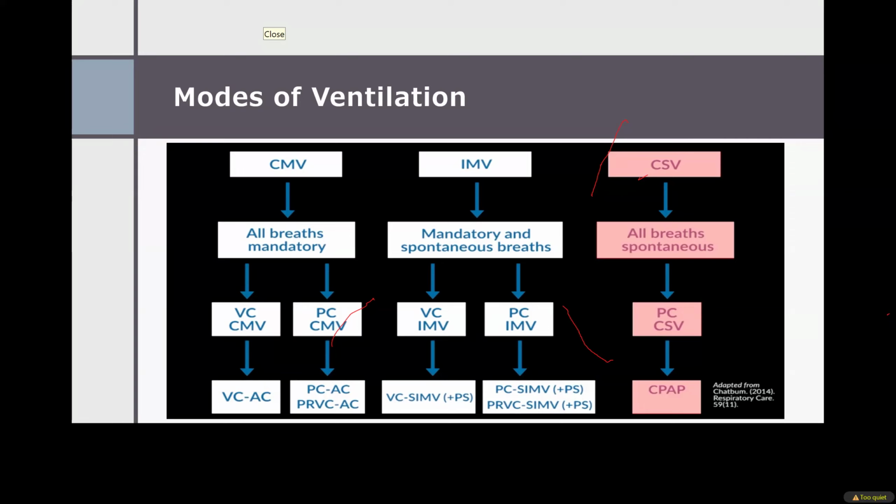So prone supine probably depends on the lines, and side to side depends on how old the baby is and how long the baby's been on the ventilator. But a baby who's been on the ventilator more than 2-3 days definitely needs to be moved around so that you do not get atelectasis in one area and hyperinflation in another area.